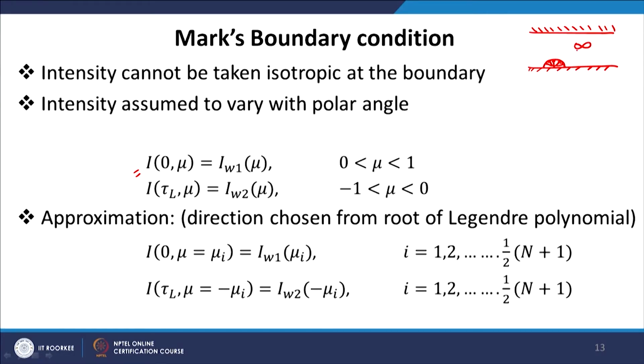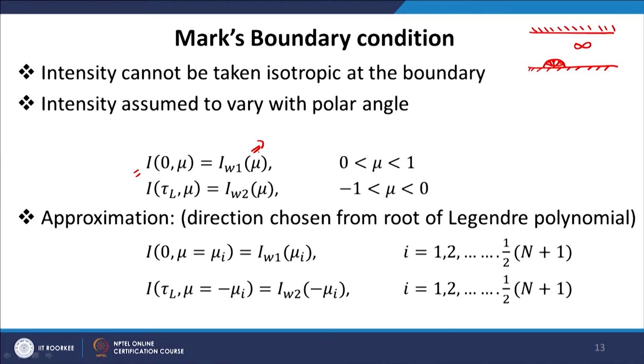So, inside the medium the intensity is varying as per the spherical harmonics. At the wall also we should not take it as isotropic. Rather, the intensity is defined as a function of mu. Intensity at the bottom wall depends on mu and intensity at the top wall depends on mu. Now, what kind of dependence there will be on mu, that is the polar angle, we will see.